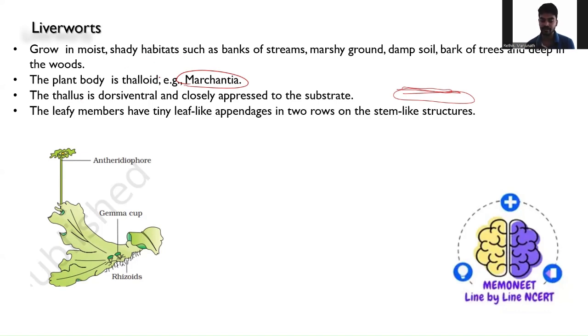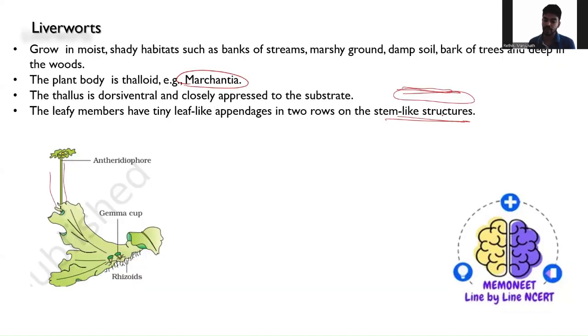Then the appearance will be seen in two rows on the stem-like structure. So they have a tiny leaf-like appearance in two rows on the stem-like structure, with leafy appearance and, in the next row, the stem-like structure. Okay.